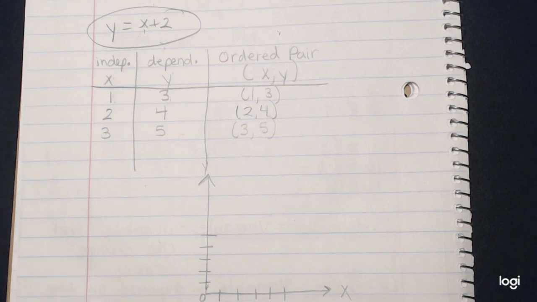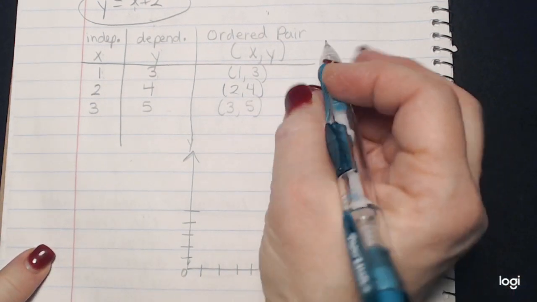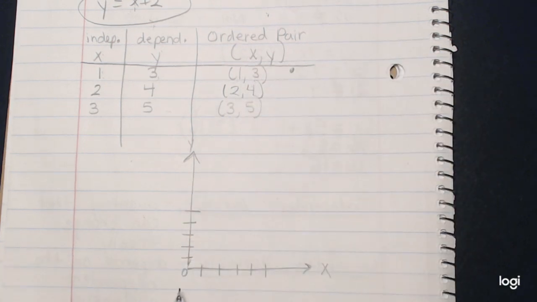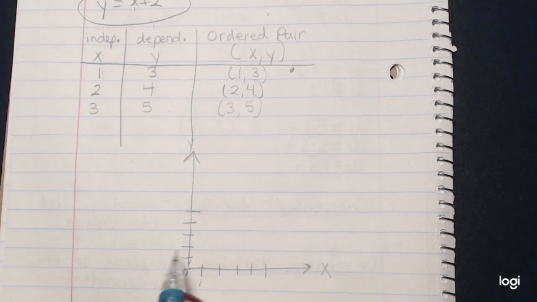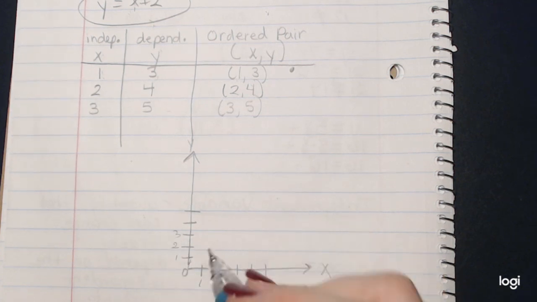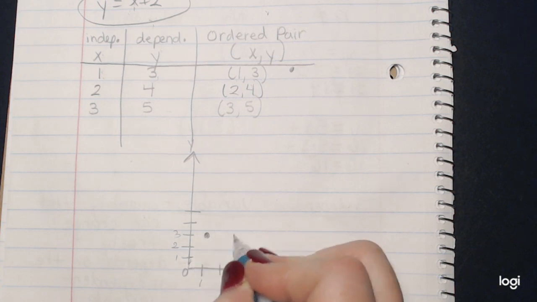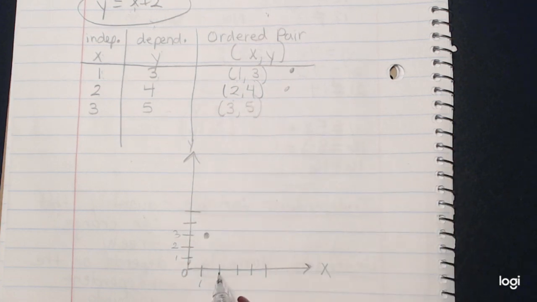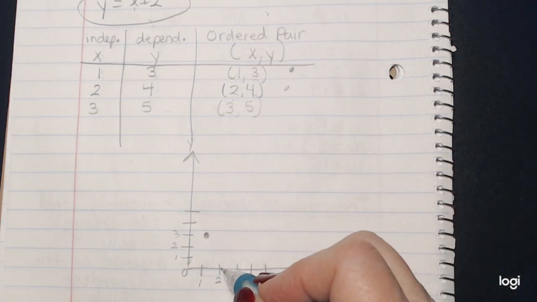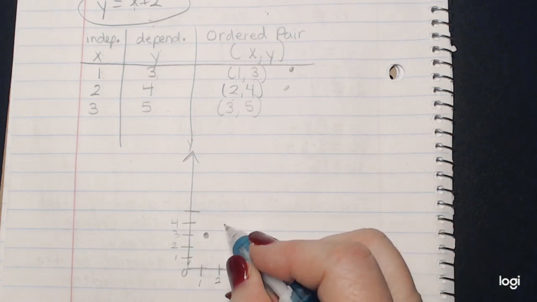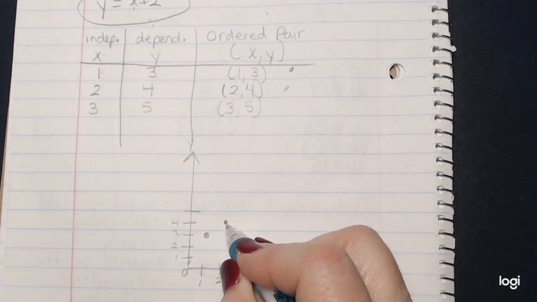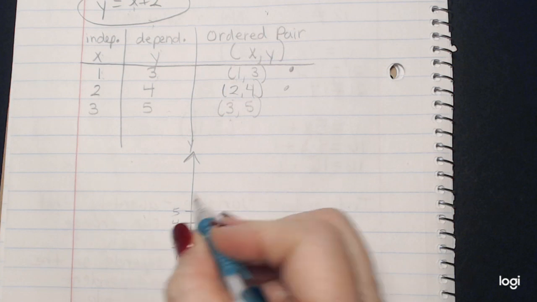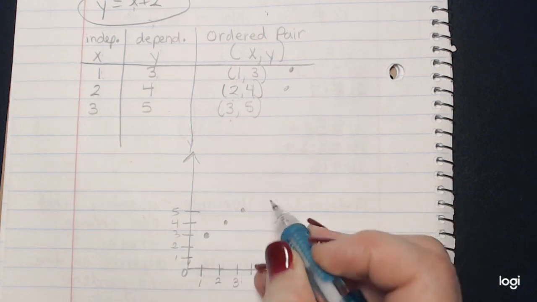If I wanted to plot my first point right here, it's going to be over 1, up 3. So I would go down here on my x-axis, go over to the 1. And then I would go up 3, and I'd plot a point. If I wanted to do 2, 4, I'd go over here to the 2. And then I'm going to go up here to the 4 and plot a point. And then finally, over 3, up 5. Here's my 3. Over here, 5, and plot a point.